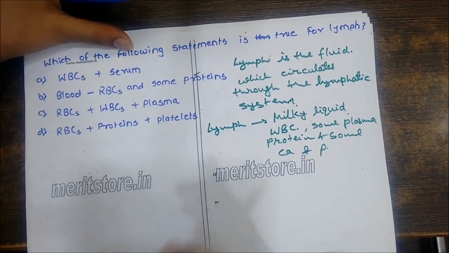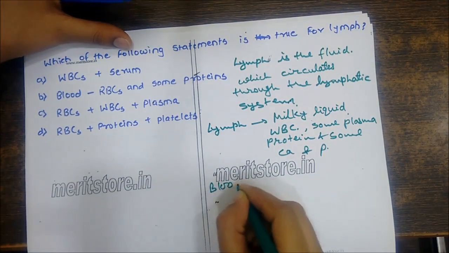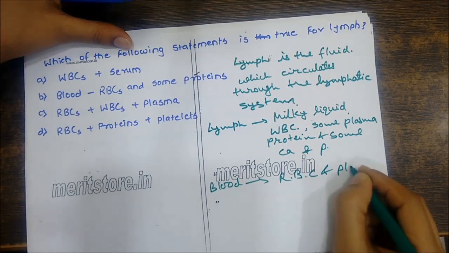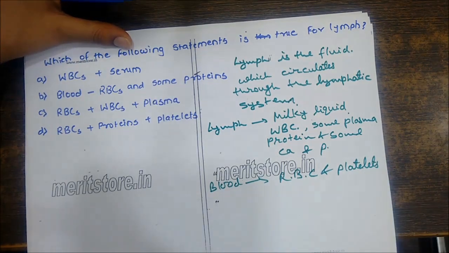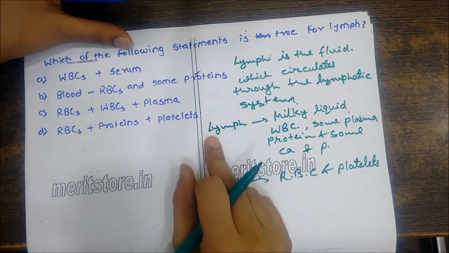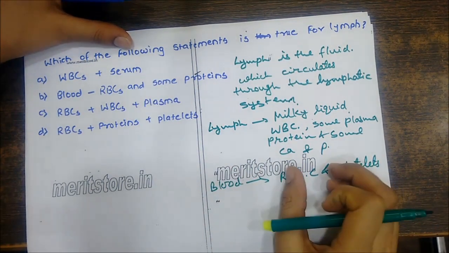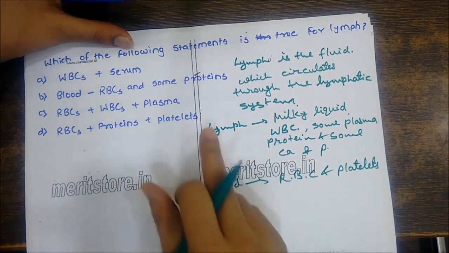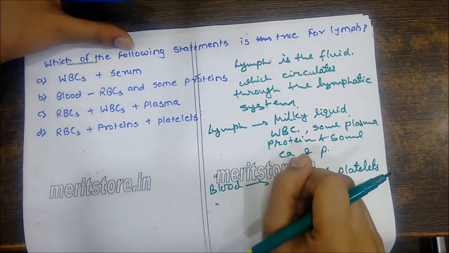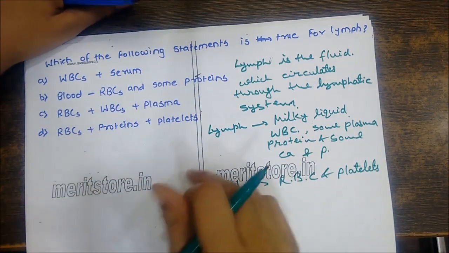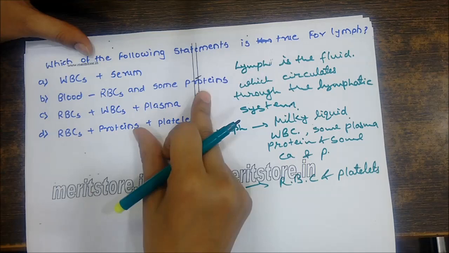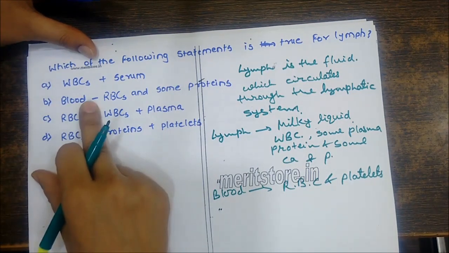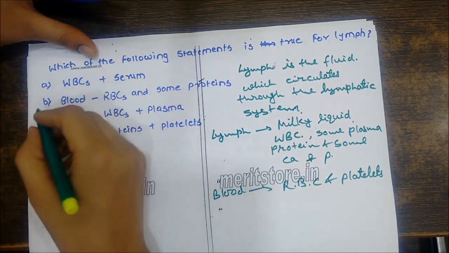This is something different from the blood, as the blood has RBC and platelets, while lymph doesn't have RBC and platelets, and it has a little amount of plasma protein, calcium and phosphorus as compared to blood, but it has the WBC. So it will be blood minus RBCs and some proteins. So our answer will be blood minus RBCs and some proteins, B.